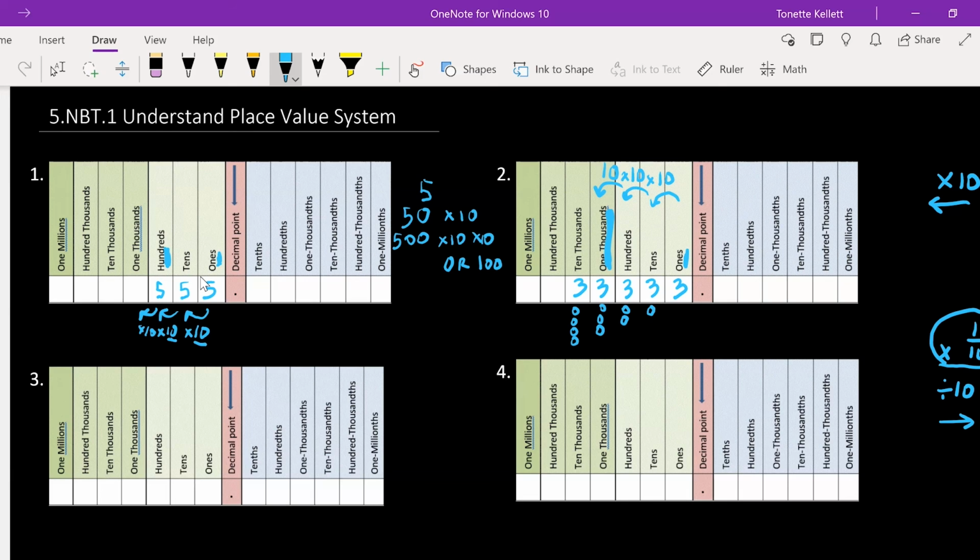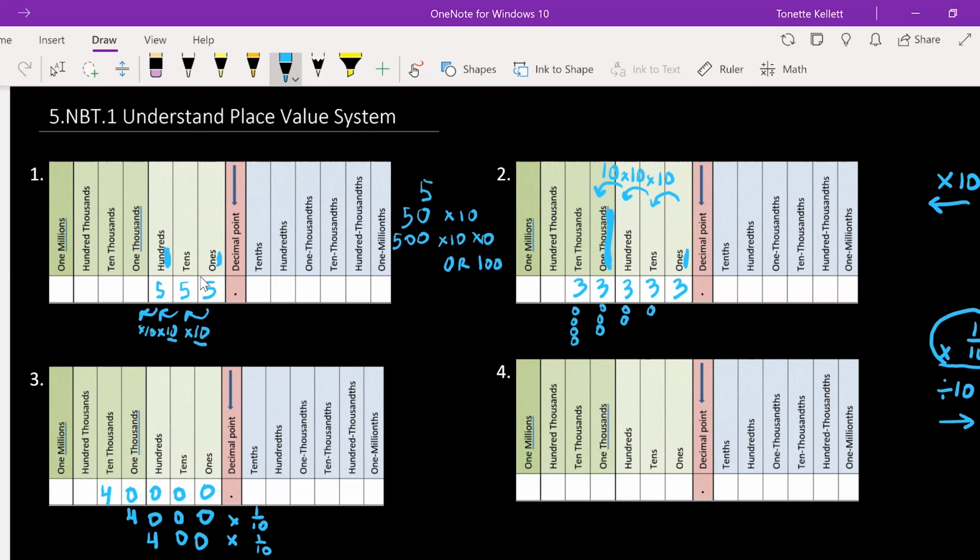Say you've got 40,000 and you're going to 4,000. And then you've got 400. Now, in order to get from 40,000 to 4,000, we multiplied by 1/10. Then, when we moved to the hundreds place, we multiplied by 1/10 again.